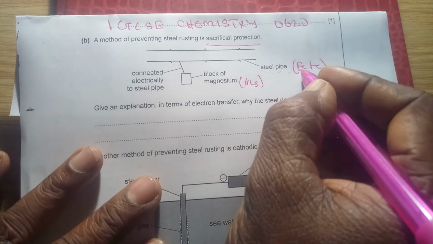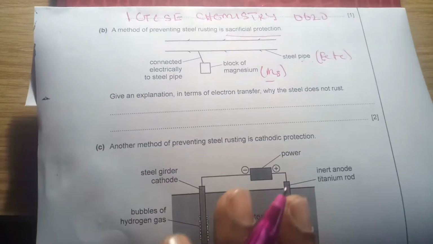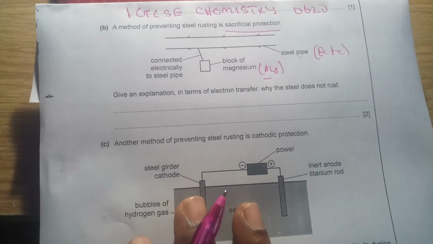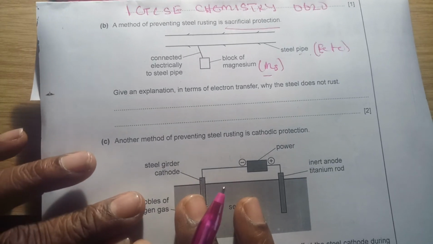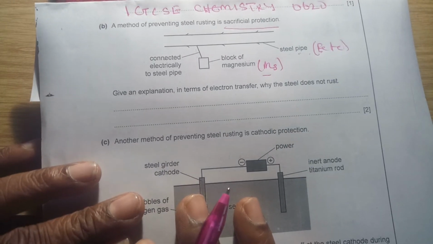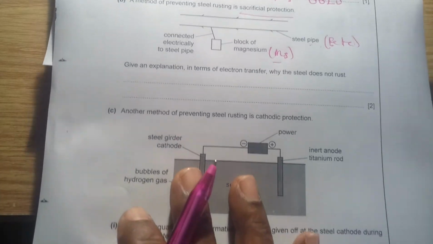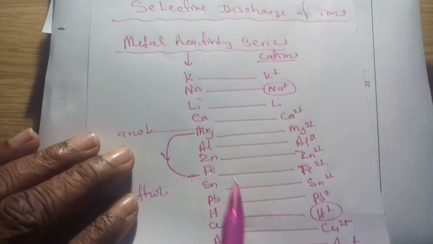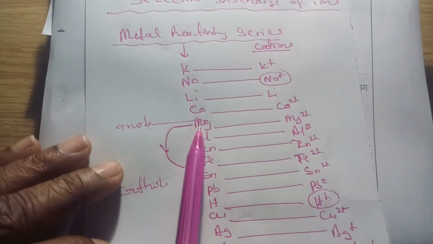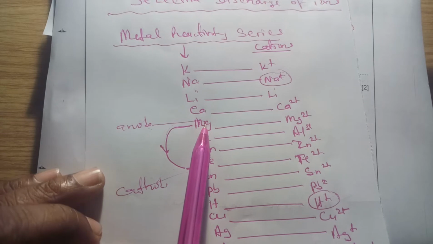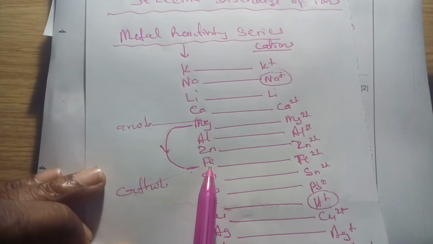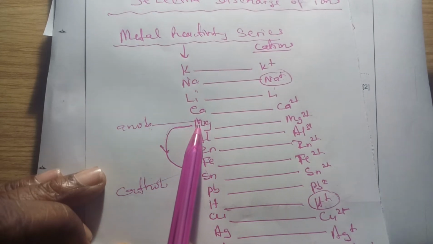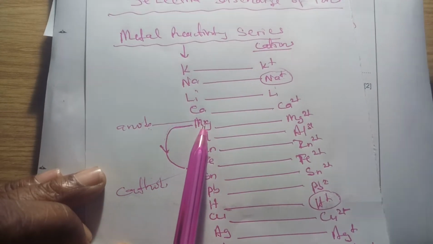If you look at magnesium, that's a symbol. Magnesium and iron, these are the metals. The one that is more electropositive, or more reactive in the reactivity series, will be the anode. The one that is less reactive would be the cathode. This is the reactivity series of metals, from potassium up to gold. Now look at magnesium. Magnesium is on top, iron is down, so magnesium is more reactive than iron.